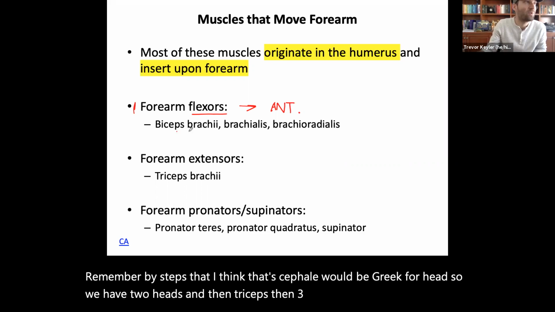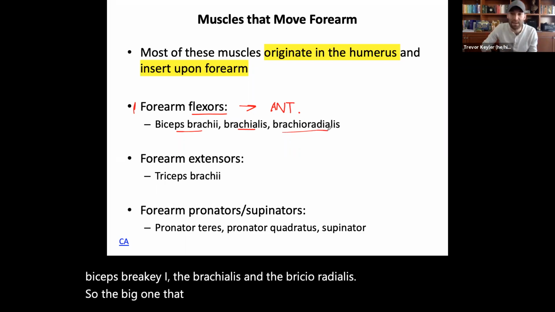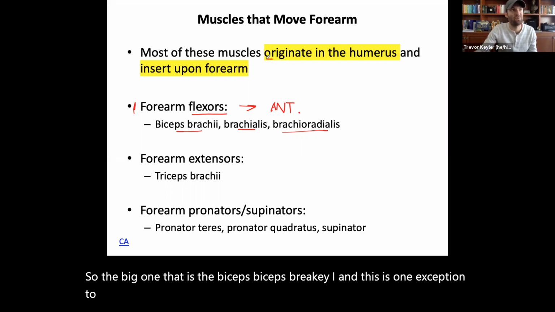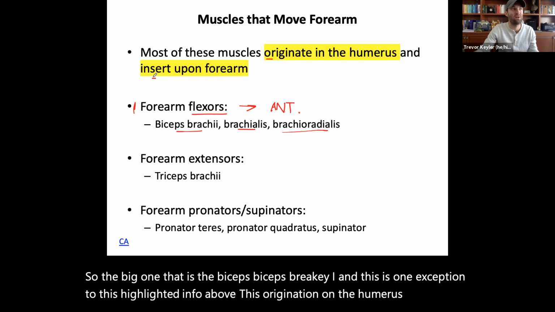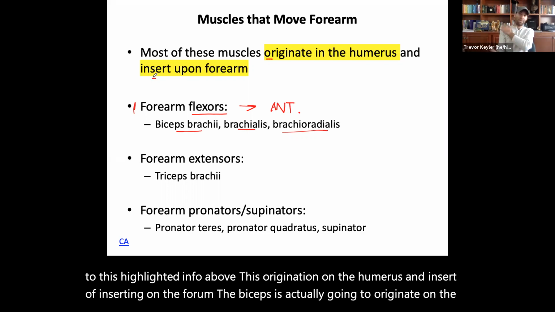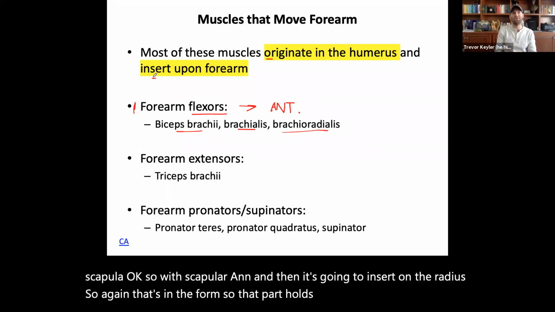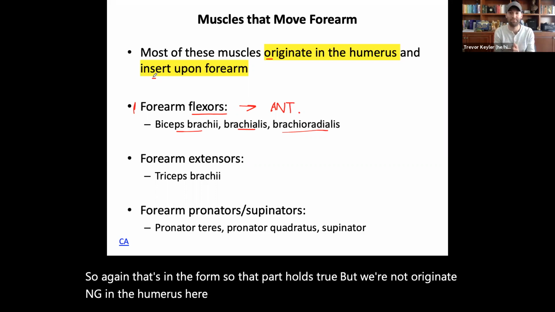Okay, so we have the biceps brachii, the brachialis, and the brachioradialis. So the big one that you know is the biceps brachii. And this is one exception to this highlighted info above, this origination on the humerus and inserting on the forearm. The biceps is actually going to originate on the scapula, okay? And then it's going to insert on the radius. So again, that's in the forearm, so that part holds true, but we're not originating on the humerus here, we're originating on the scapula.